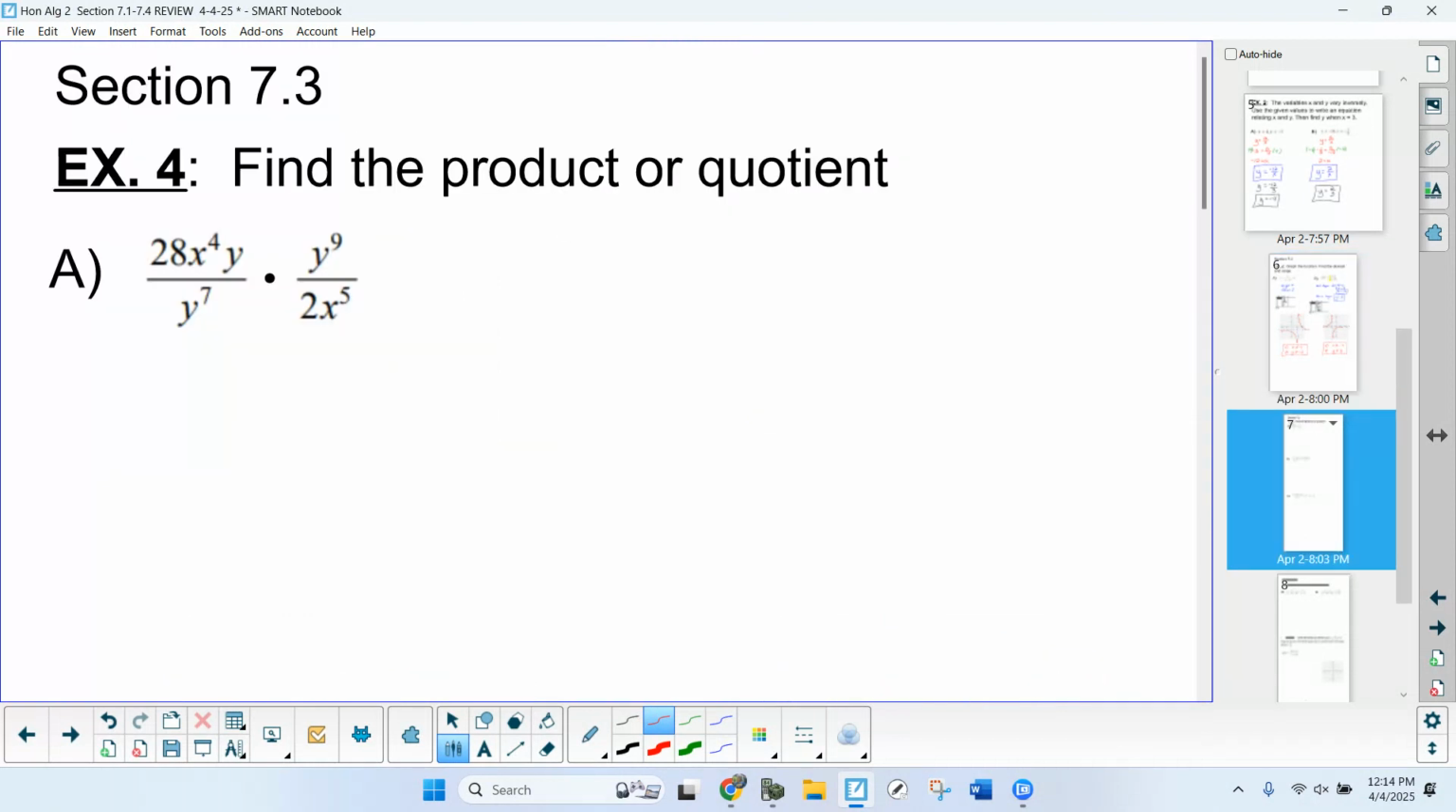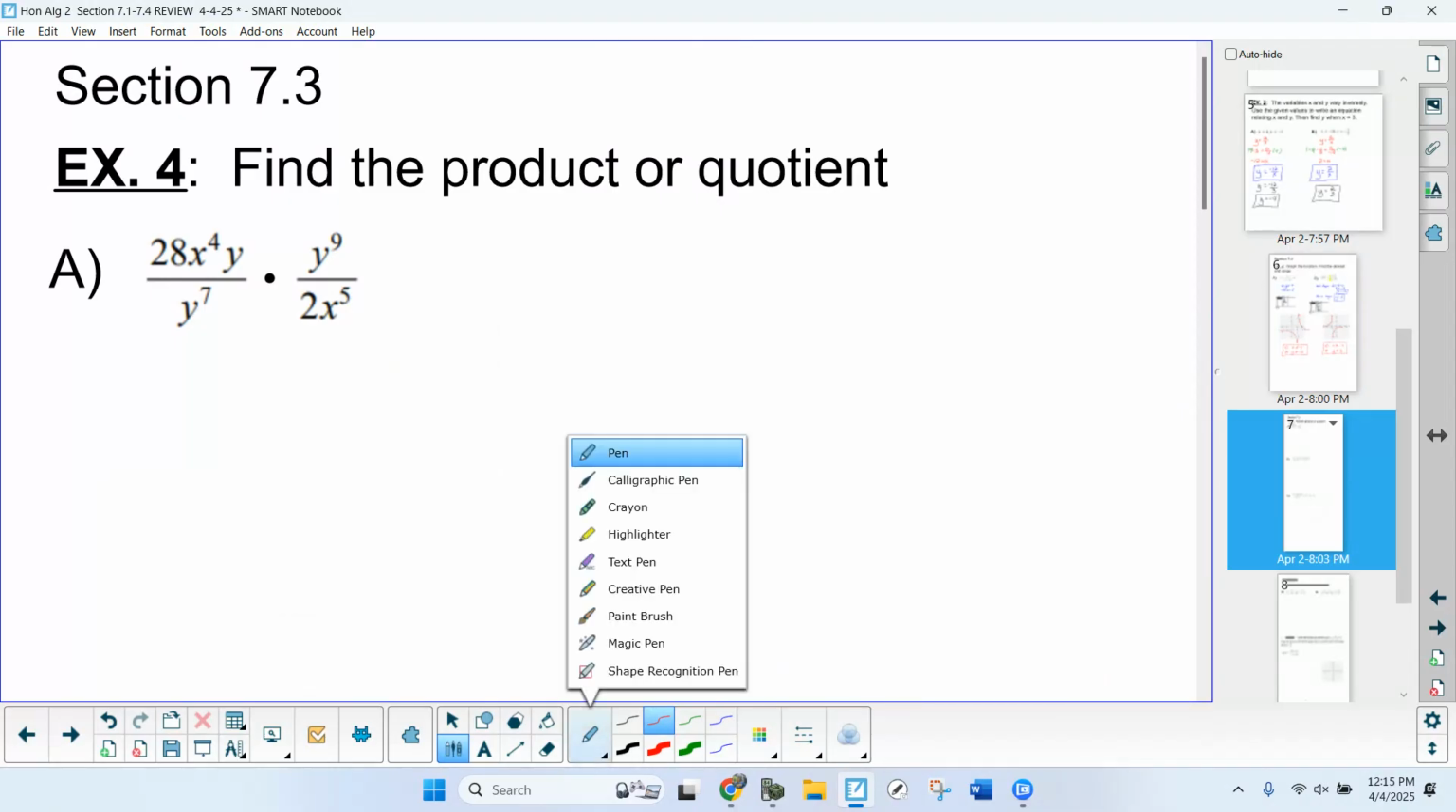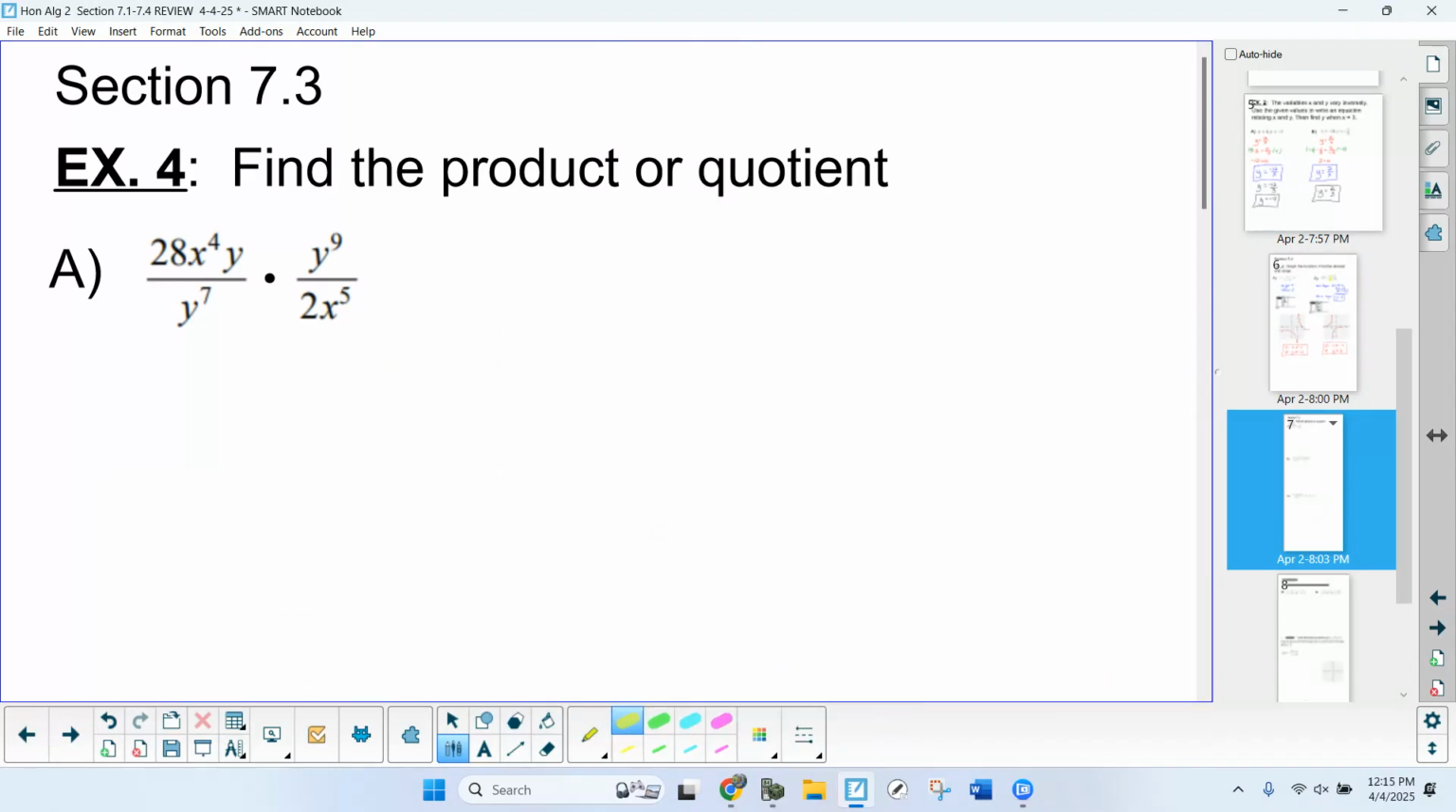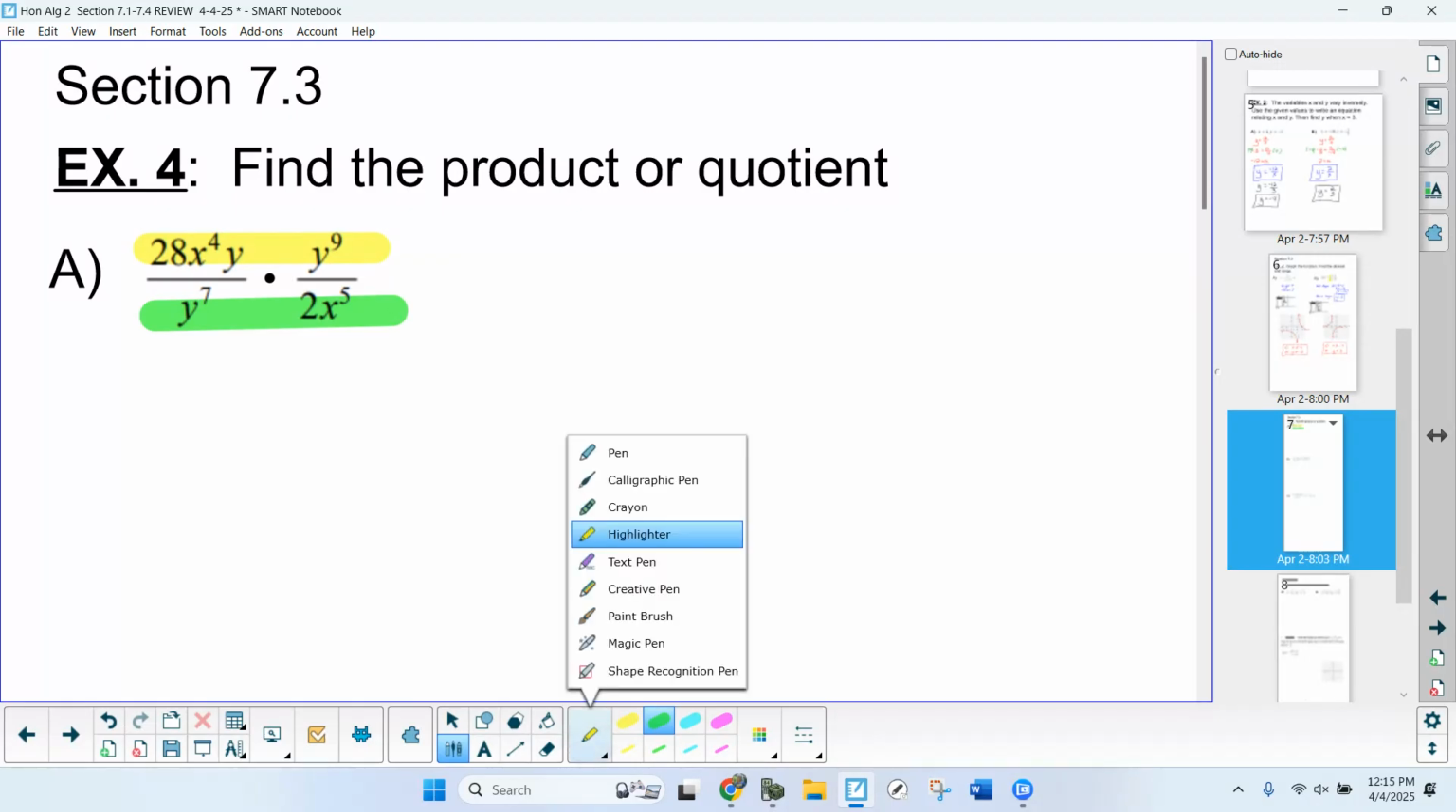Find the product. Now, remember when you have the product and it's all monomials, monomial, monomial, monomial, monomial, one term. It's not a binomial, not a trinomial, so we're not going to factor. The way I think you like to do this is to multiply across the top and multiply across the bottom. Am I correct? Yes. Okay, so let's go ahead and do that.